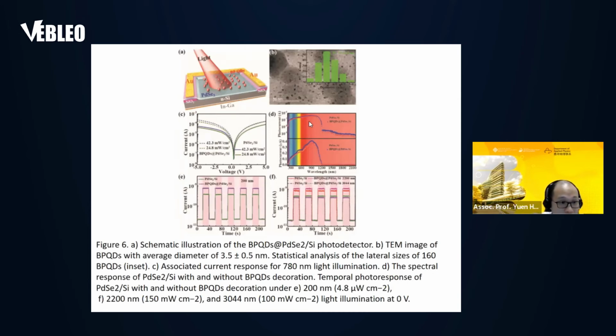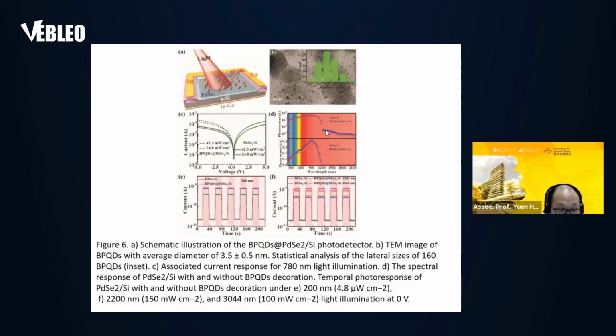But this slide shows that it allows us to further enhance the property by adding some BP quantum dots. As we know, black phosphorus quantum dots have quite good absorption in the long wavelength. So by adding these BP quantum dots on the surface, we can actually enhance the absorption in the long wavelength, as you can see from figure 6D. In 6D, the blue color on top is the photocurrent response. You can see clearly that due to the enhanced absorption of the light, the photocurrent response is actually enhanced.